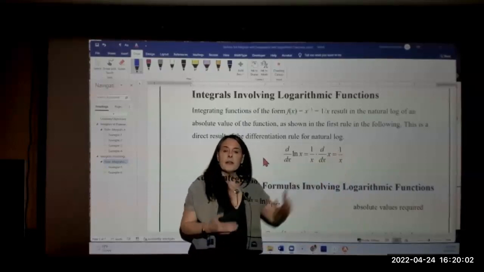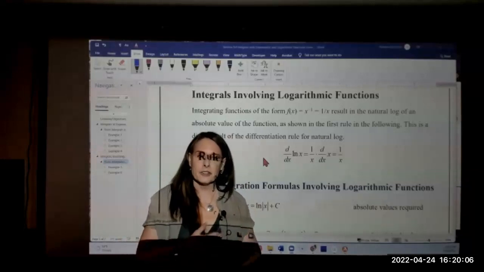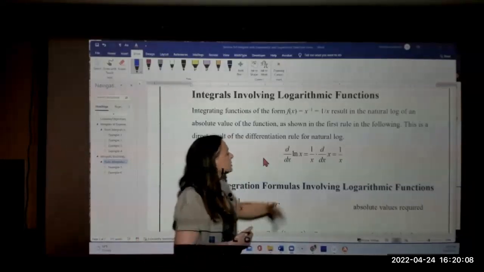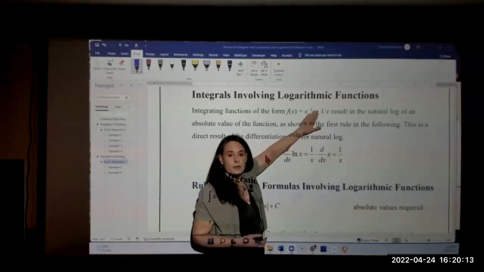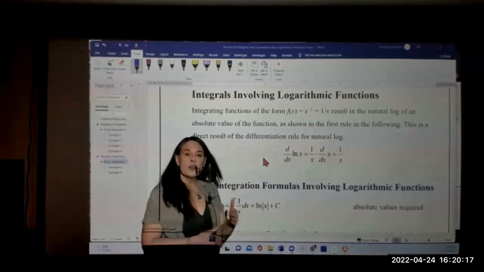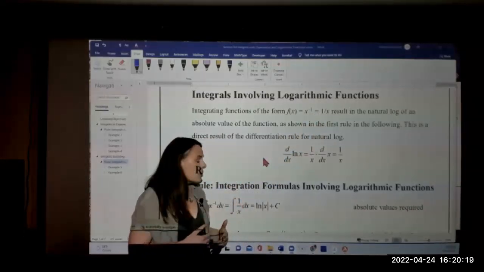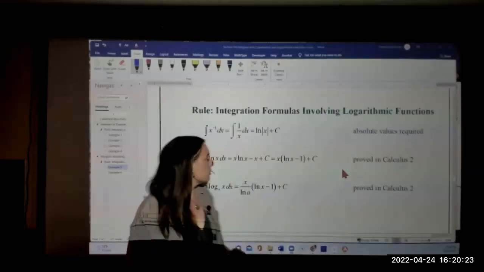That means that when we want to undo the process and do the antiderivative of this, we'll be starting with 1 over x, or x to the -1 power. When you have x to the -1 power, then you can go backwards. So what we're looking at then are the integration formulas that you see here.